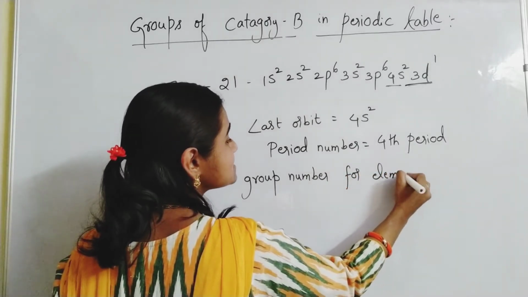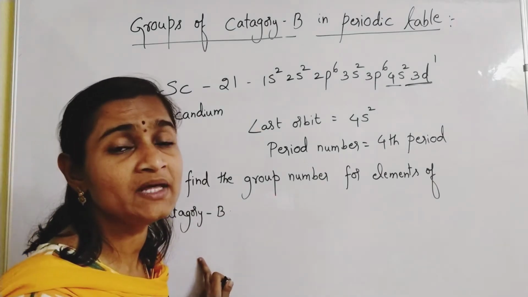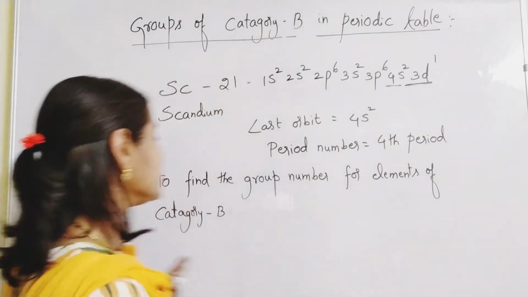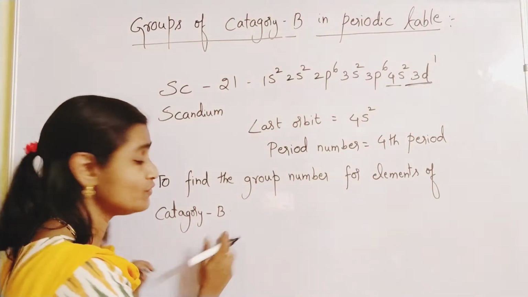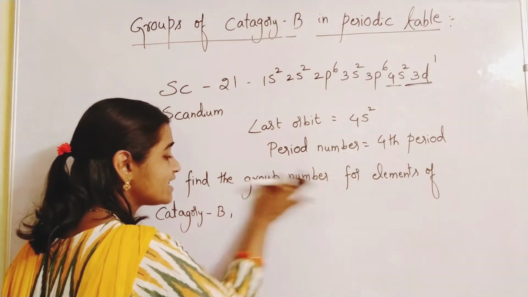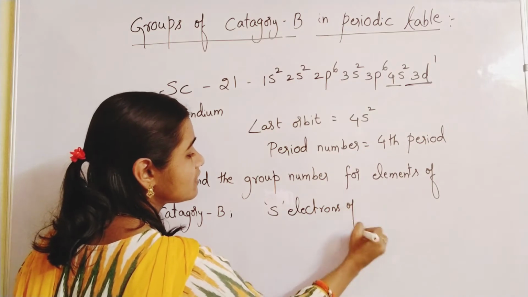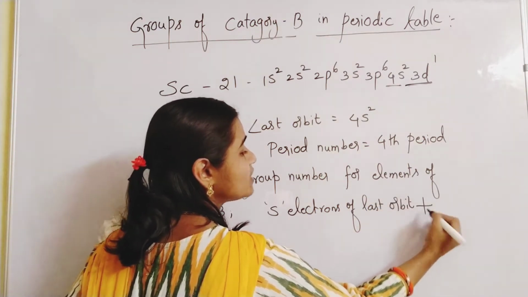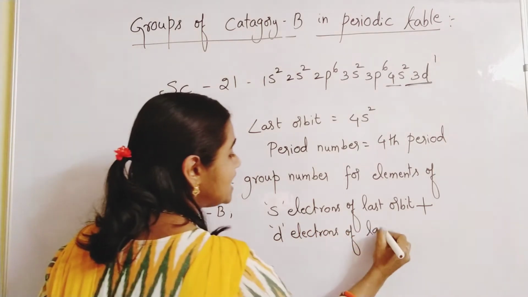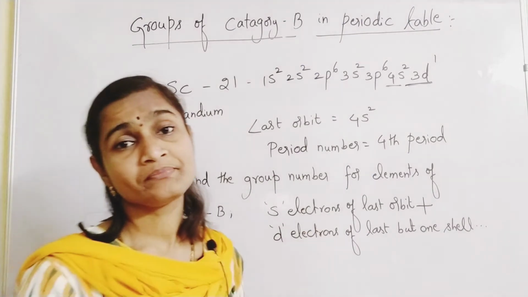To find the group number for elements of category B, which elements belong to category B? Those where the differentiating electron is entering the d subshell. All those elements come under category B. To find their group number, you have to add the s electrons of the last orbit plus the d electrons of the last but one shell, which will give you the group number of that element.